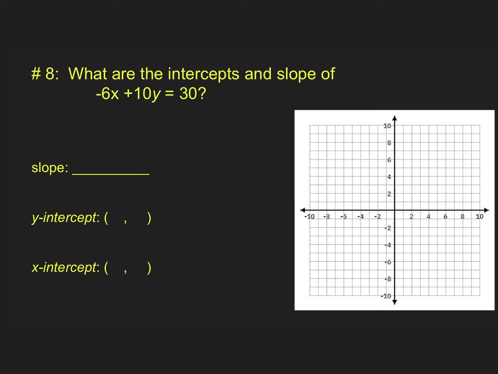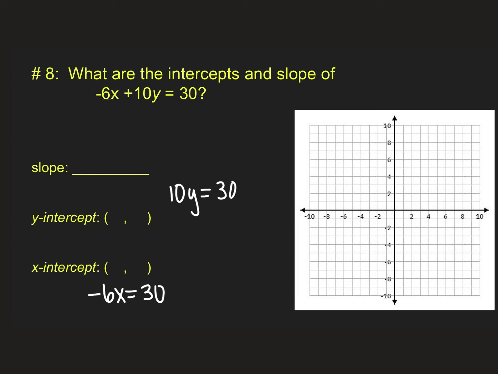But I'm going to go ahead and say that if I cover up the y value, then I have negative 6x is equal to 30. And that's how I'm going to find my x-intercept. Now to find the y-intercept, you cover your x value up. So 10y equals 30. So we're going to go ahead and solve both of those, okay?